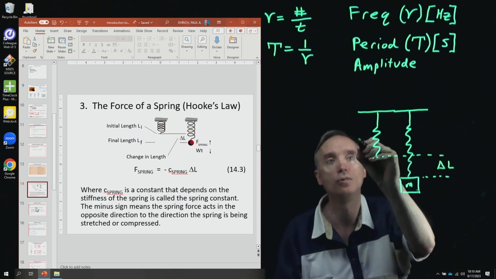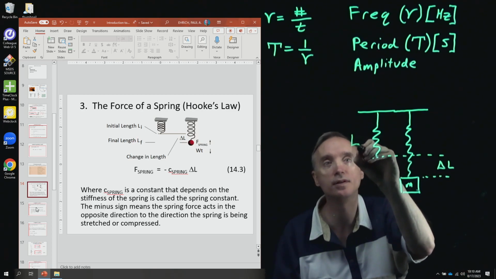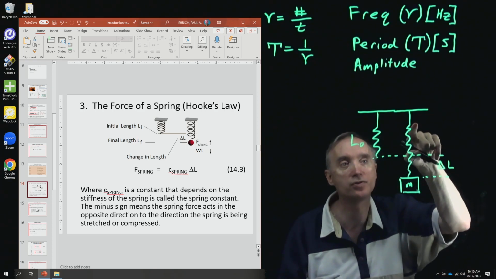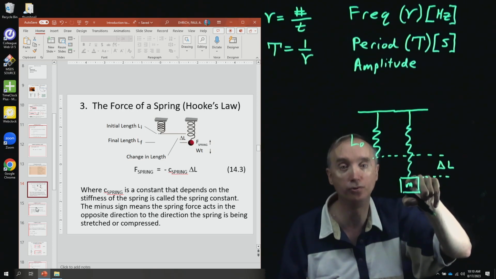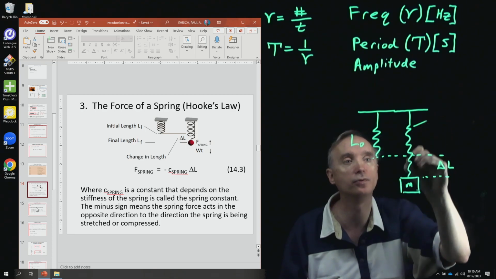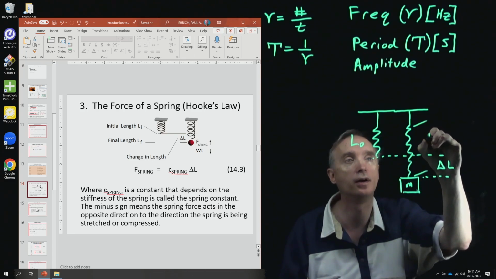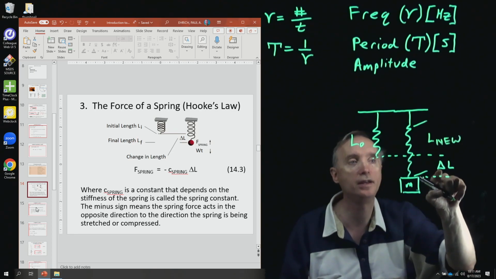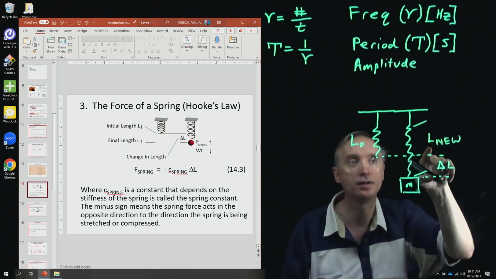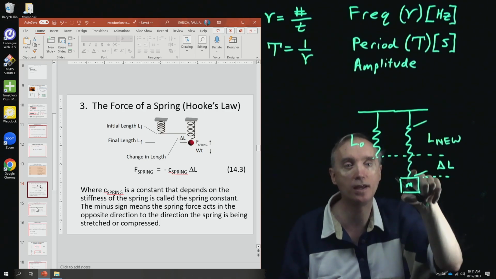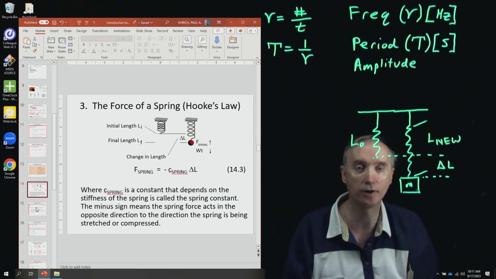So L was this one over here. This is the original length of the spring. And then when you stretch it out to here, that will be the new length. If we want to call this distance from here to here L sub nu, then the change in the length would be to take this number and subtract that number, and that's going to be the change in the length of the spring.